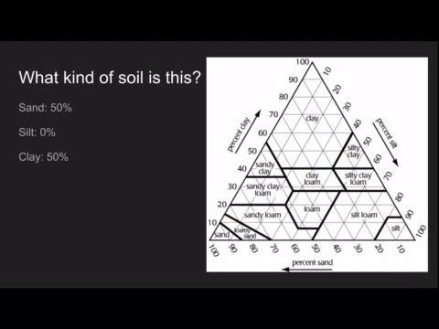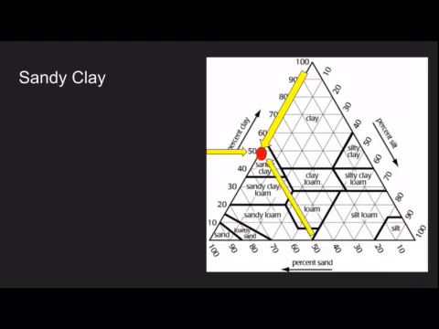Let's do another example. We have a soil that contains 50% sand, 0% silt, and 50% clay. I'll give you a few seconds to pause this video. If you got sandy clay, then you're correct. If there's 0% of a particle, in this case for silt, you would go to the top of the triangle and mark that line for 0.